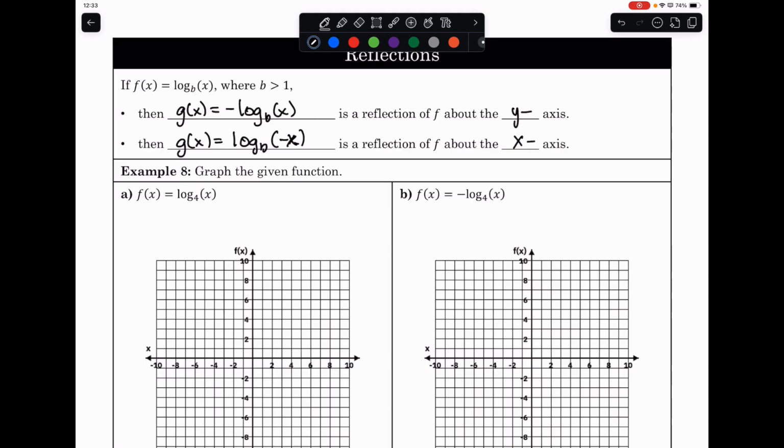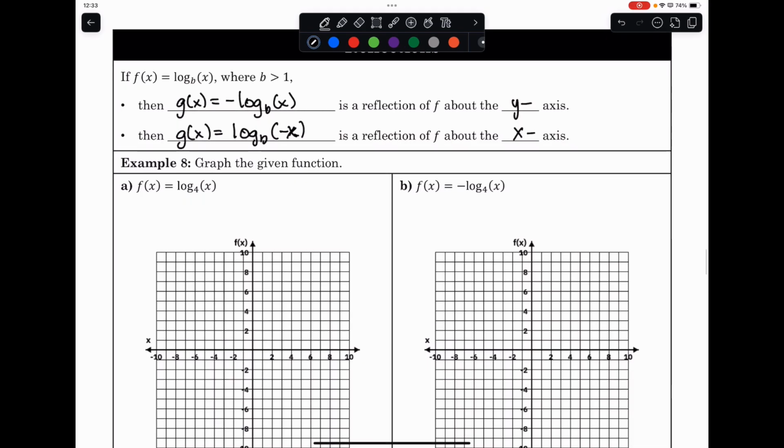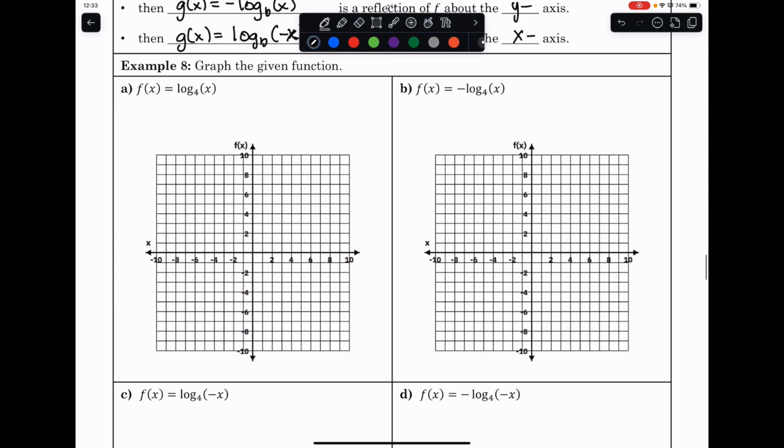So let's look at an example of this. In example 8a, I'm just going to draw the original function. So log base 4 of x, so that means if I plug in the value of 1, my answer is going to be 0. So again, that's my intercept, like always, 1, 0. My x-intercept. I keep forgetting that I'm not talking about exponential, I'm talking about log functions. So my x-intercept is going to be 1.